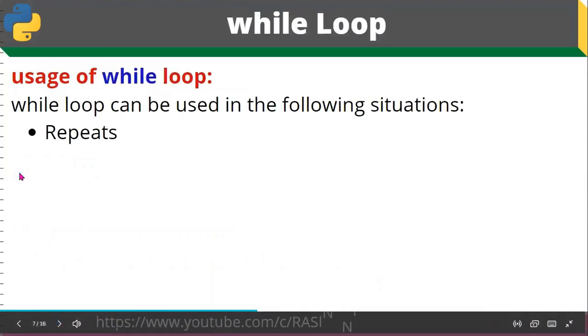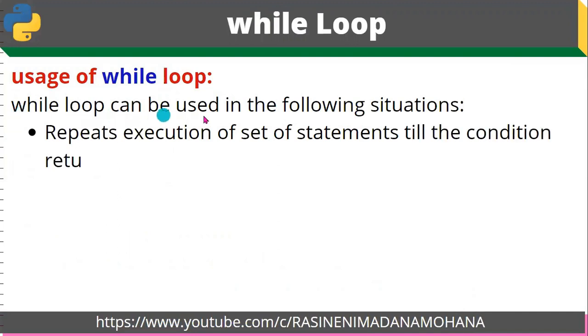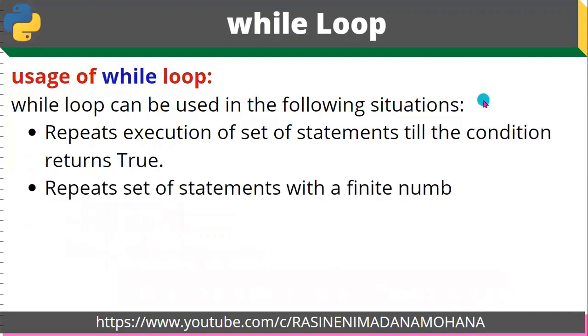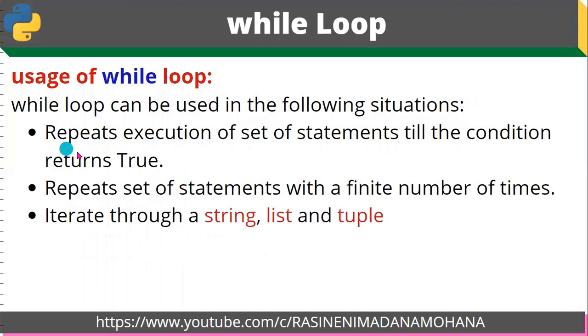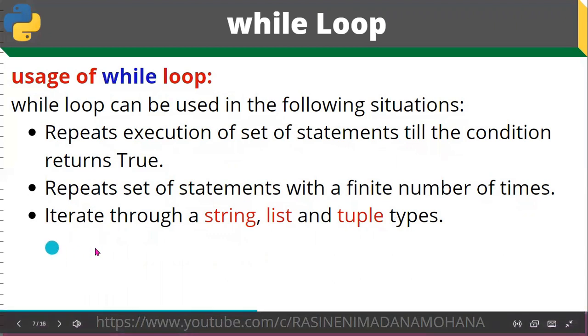Now, what is the usage of the while loop? Mainly the while loop can be used in the following three situations. The first one: it repeats execution of a set of statements till the condition returns true. The second situation: it repeats a set of statements a finite number of times, with limited times, not infinite. Then, iterate through special container data types like string, list, and tuple types. So using these also, we can iterate using the while loop. These are all the usages of the while loop.